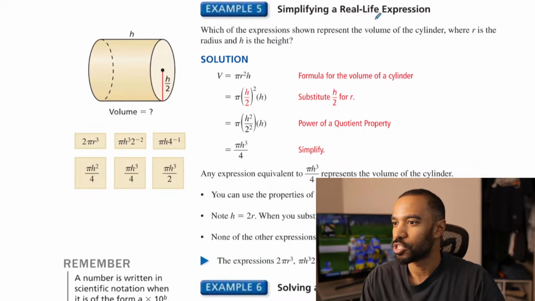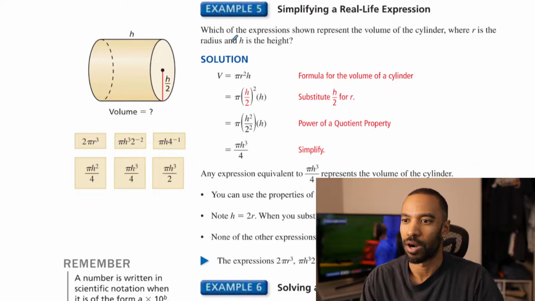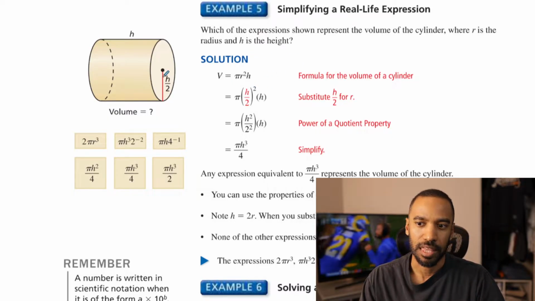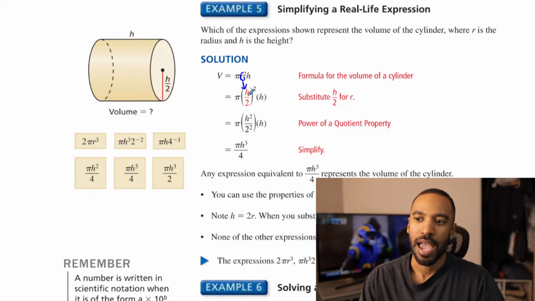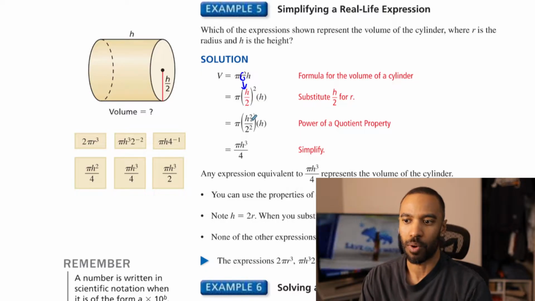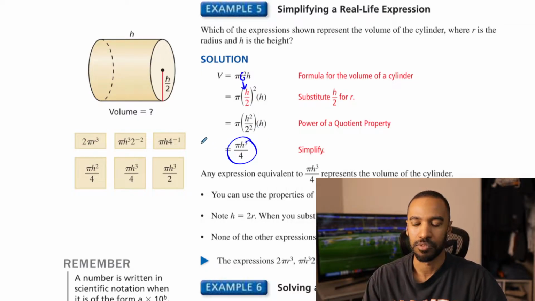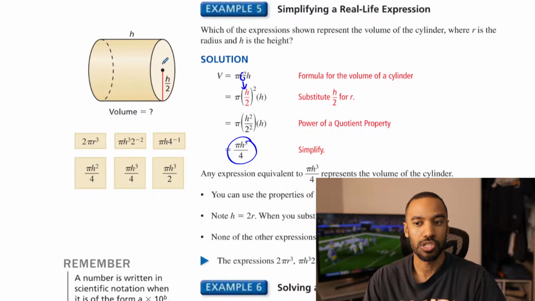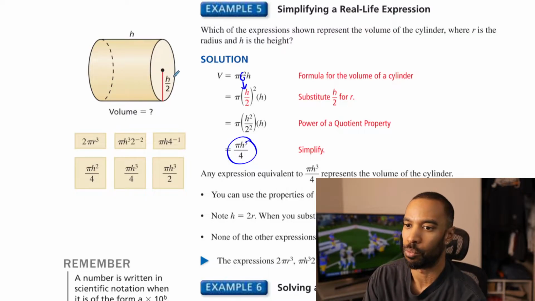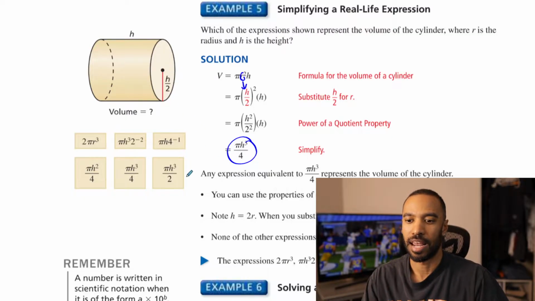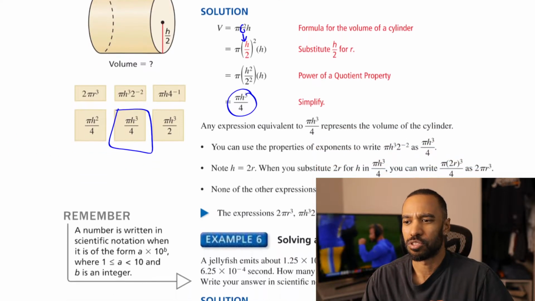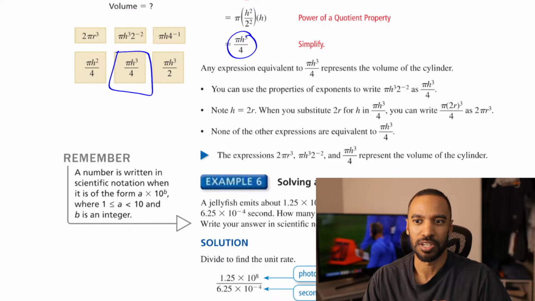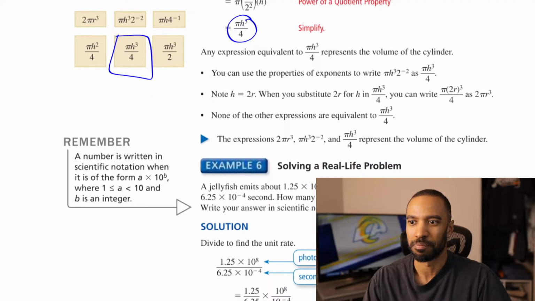Which of the expressions shown represent the volume of a cylinder, where r is the radius and h is the height? They show the radius as h over 2, so we can substitute h over 2 for r. And then you have to keep simplifying, where you square both the h and the 2, and then it becomes a different version of that. This isn't all cylinders. This is just a cylinder where the radius is half of the height. And then it ends up being one of these answers. Looks like this guy right here. So I don't know if that's really a real life application so much as it is just there's a cylinder and then we do the same result stuff.